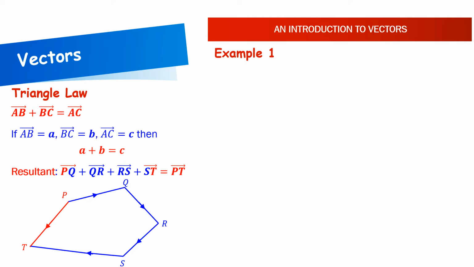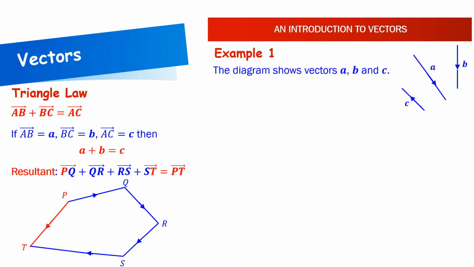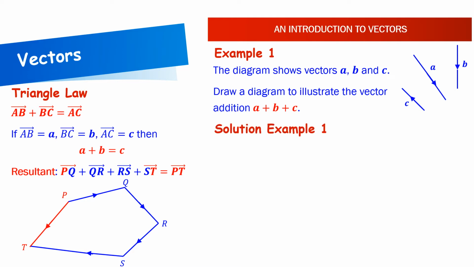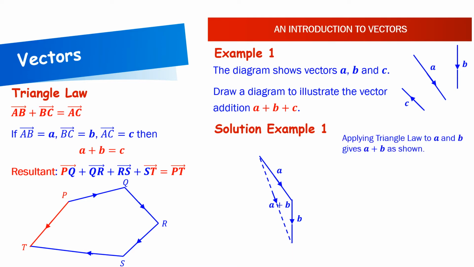Let's take a look at an example. The diagram shows vectors a, b, and c. Draw a diagram to illustrate the vector addition a plus b plus c. So let's solve this. Here's a, and here's b. Here's a plus b, as shown. Applying the triangle law to a and b gives a plus b, as shown.